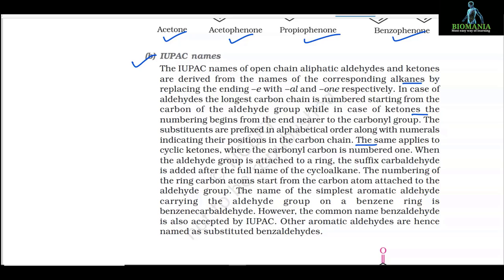The same applies to cyclic ketones, where the carbonyl carbon is numbered 1. When the aldehyde group is attached to a ring, the suffix carbaldehyde is added after the full name of the cycloalkane. The numbering of the ring carbon atoms starts from the carbon atom attached to the aldehyde group. The name of the simplest aromatic aldehyde, carrying the aldehyde group on a benzene ring, is benzenecarbaldehyde. However, the common name benzaldehyde is also accepted by IUPAC.